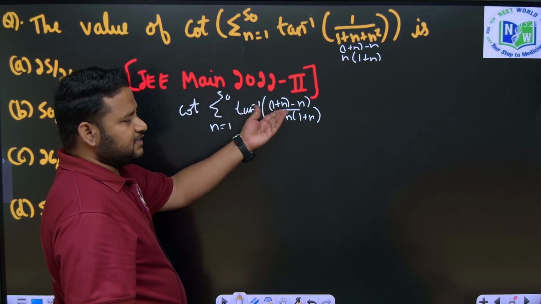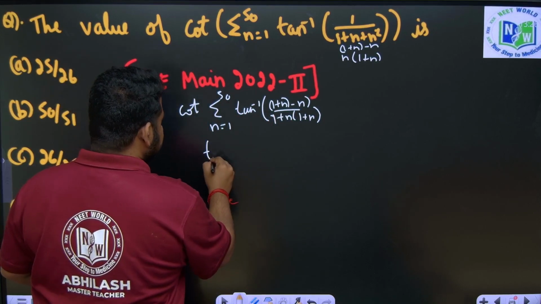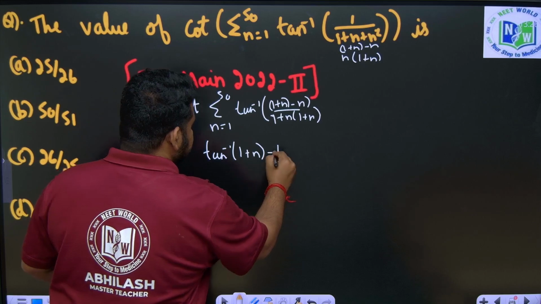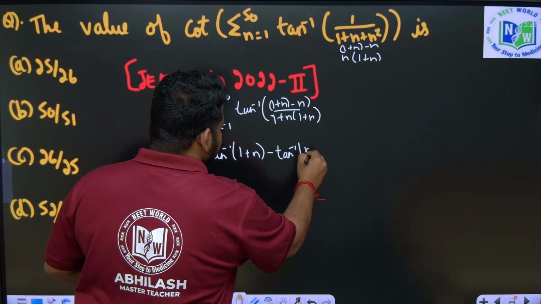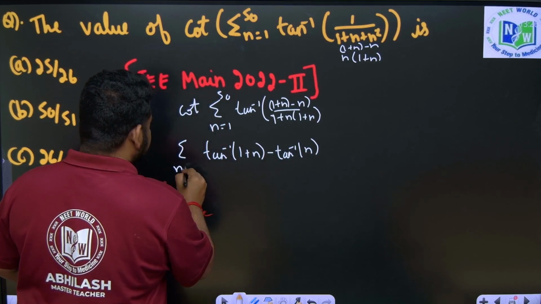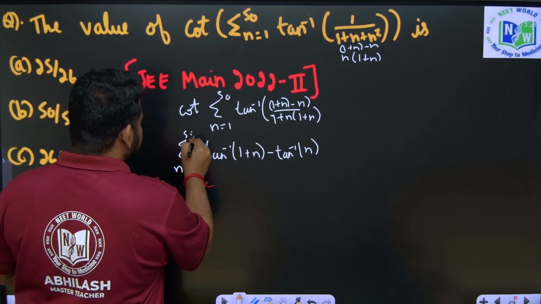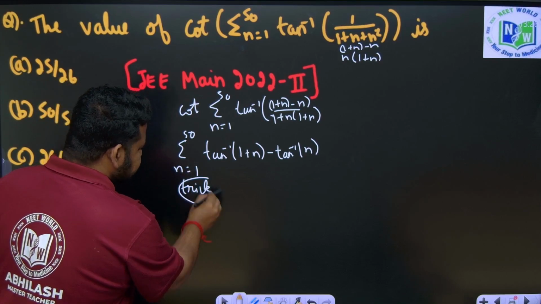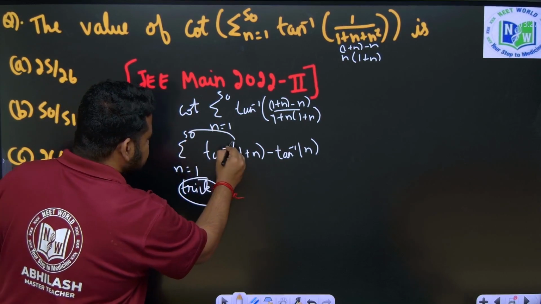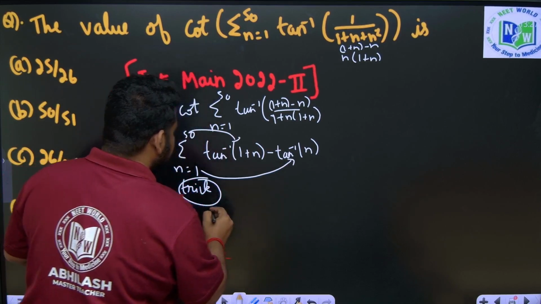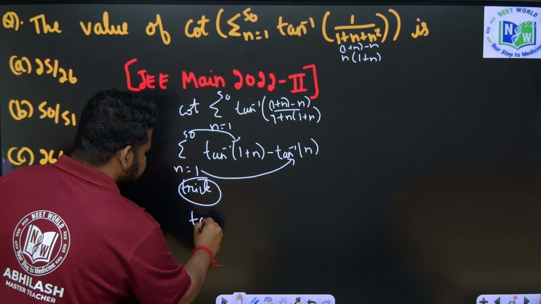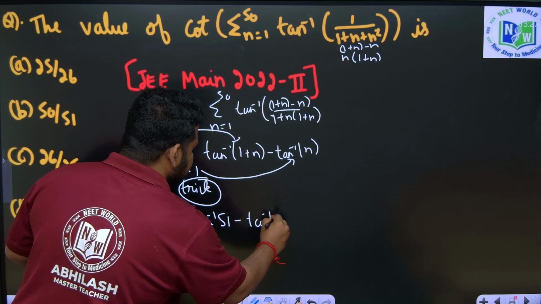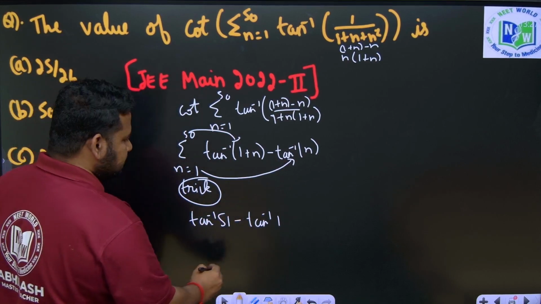So this is like tan inverse of x minus tan inverse of y. So I can write it as tan inverse of 1 plus n minus tan inverse of n, summation of n running from 1 to 50. Let me write cot later. So the trick is, the highest value I will give to the highest value, the lowest value to the lowest value. So this will become tan inverse of 51 minus tan inverse of 1. If I apply tan x minus tan y, what will this become?